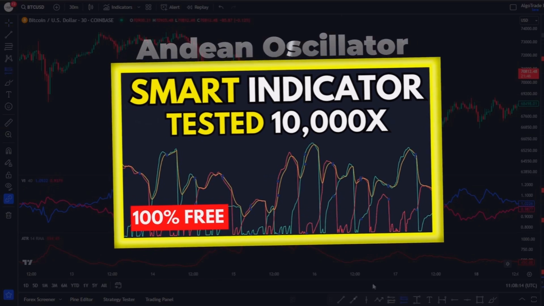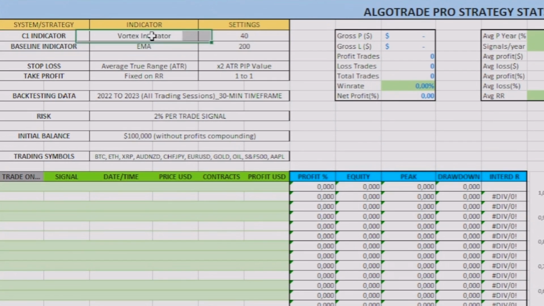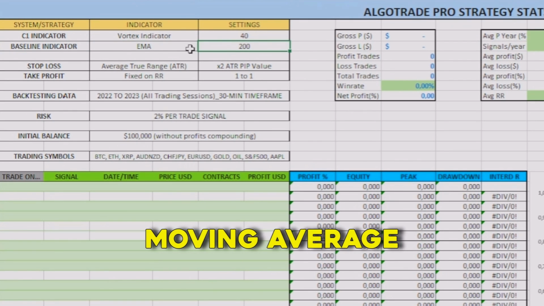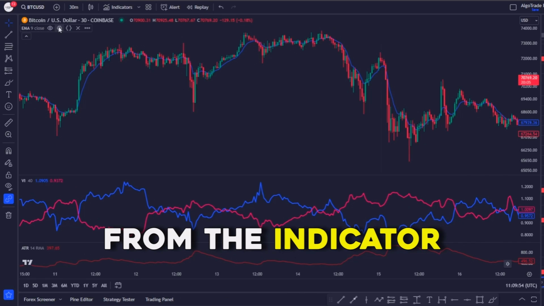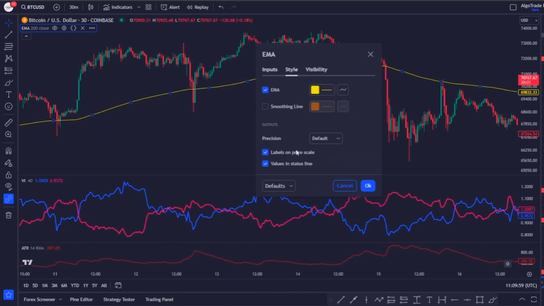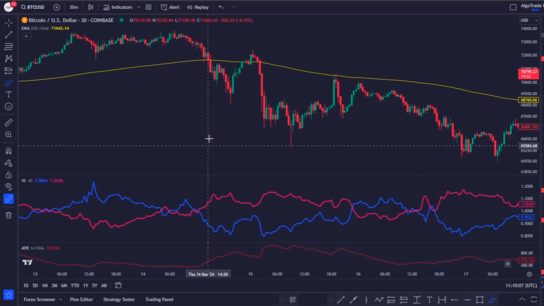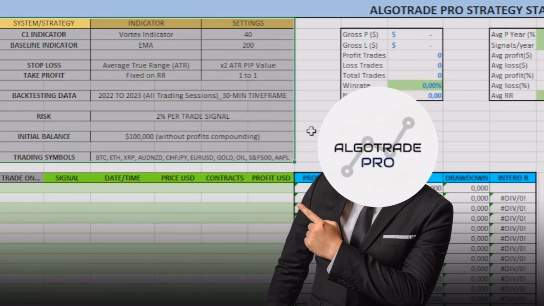the Andean oscillator. And finally, regarding the technical system, in addition to the Vortex indicator, I will also use a 200 period exponential moving average as a baseline to filter losing signals from the indicator, in a way that I will only consider entry signals from the Vortex that are in the same direction as the trend given by this baseline. And so these are our backtest conditions.